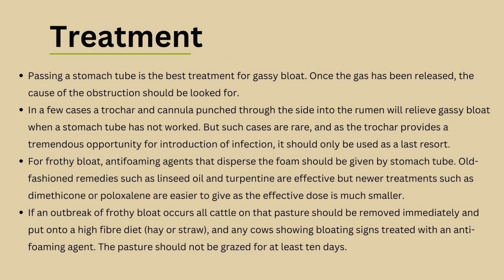Treatment. Passing a stomach tube is the best treatment for gassy bloat. Once the gas has been released, the cause of the obstruction should be looked for. In a few cases, a trocar and cannula punched through the side into the rumen will relieve gassy bloat when a stomach tube has not worked. But such cases are rare, and as the trocar provides a tremendous opportunity for introduction of infection, it should only be used as a last resort.